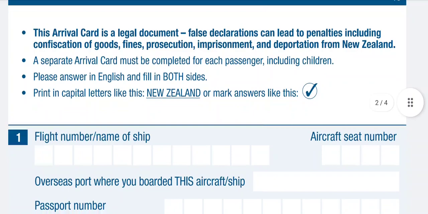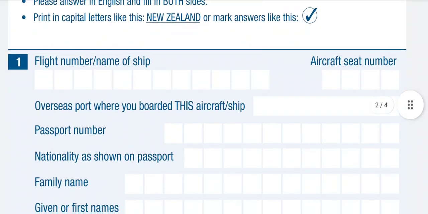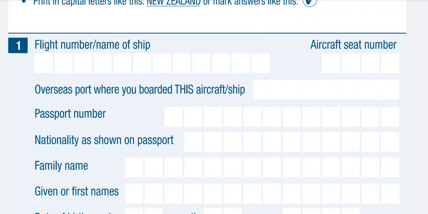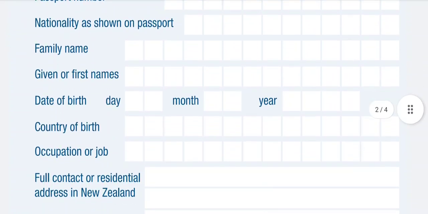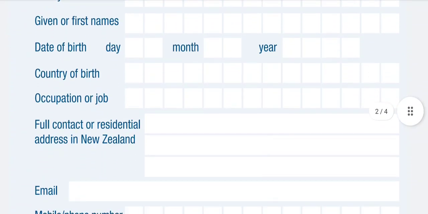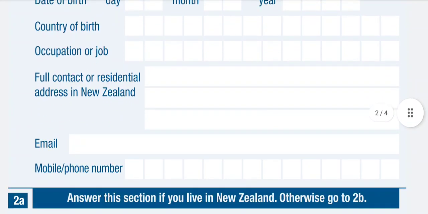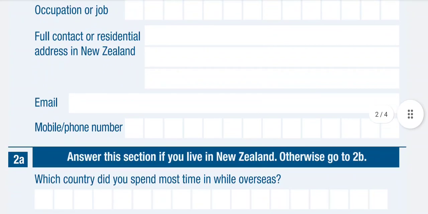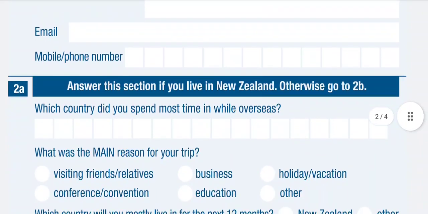Each passenger has to fill a separate card. Please answer in English and fill both sides. Please print in capital letters. And if you have to mark anything, mark like that. Flight number, seat number, you can check your boarding pass. Then from where you boarded this aircraft, your passport details, family name, given name, date of birth, country of birth, occupation, full contact or residential address in New Zealand where you are going, phone number, email.